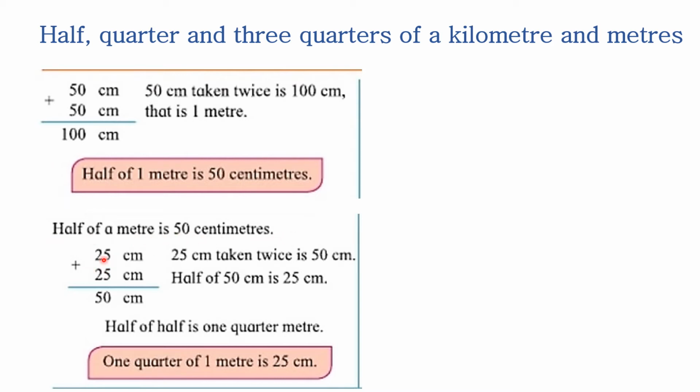Then 25 centimeter plus 25 centimeter, we will get answer 50 centimeter. So 25 centimeter taken twice is 50 centimeter. So half of 50 centimeter is 25 centimeter. Half of half is 1/4 meter. So 1/4 of 1 meter is 25 centimeter.